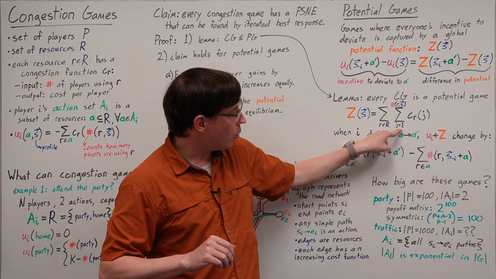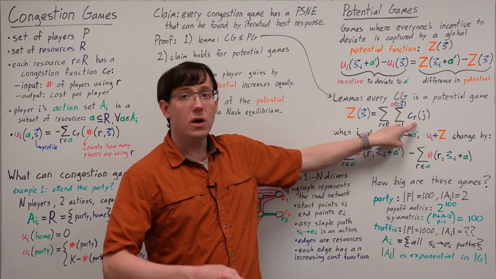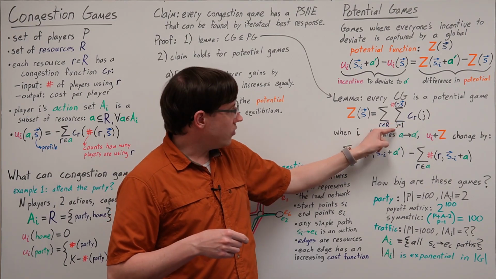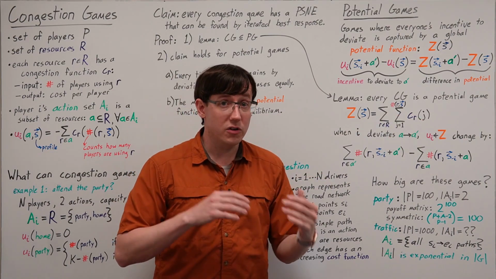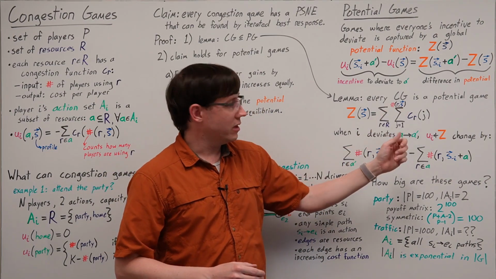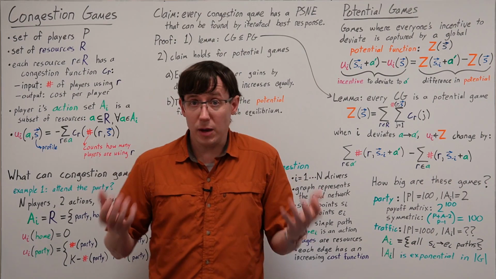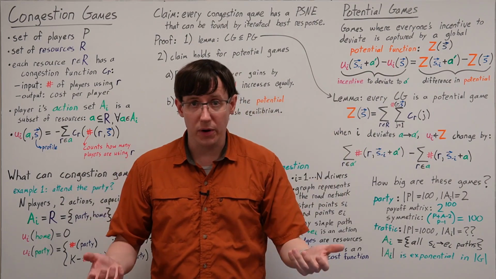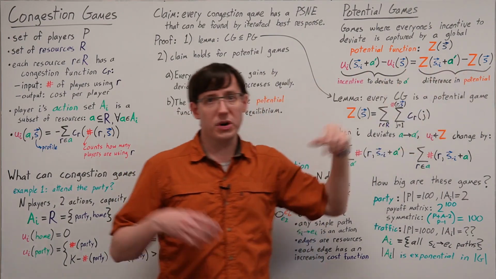This inner sum goes from 1 up to the number of players using the resource. So when j is 1, we are adding the congestion when only one player uses the resource, and when j is 2, we add the congestion when 2 players use the resource. So we're summing up how much congestion there would be for each number of players up to the number that are actually using the resource in this profile. And so this is a function that we could evaluate for any profile, and we want to show that this function has the potential function property. Whenever somebody unilaterally deviates, their change in utility is equal to the change in potential.